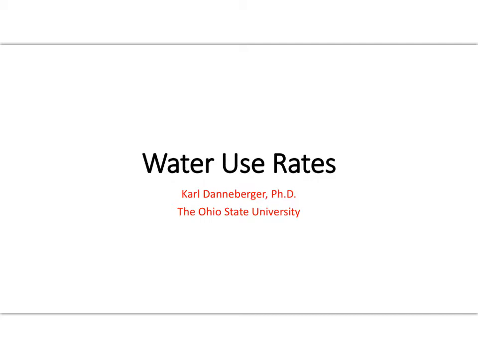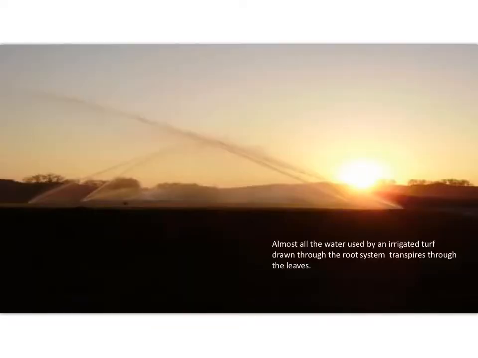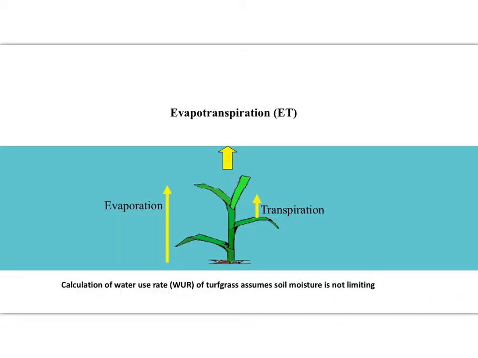The topic of this presentation is water use rates, also known as evapotranspiration. 99.9% of the water used by an irrigated turf is drawn through the roots and transpires through the leaves. Only a small fraction, about 0.1%, is used for plants to produce plant tissue.